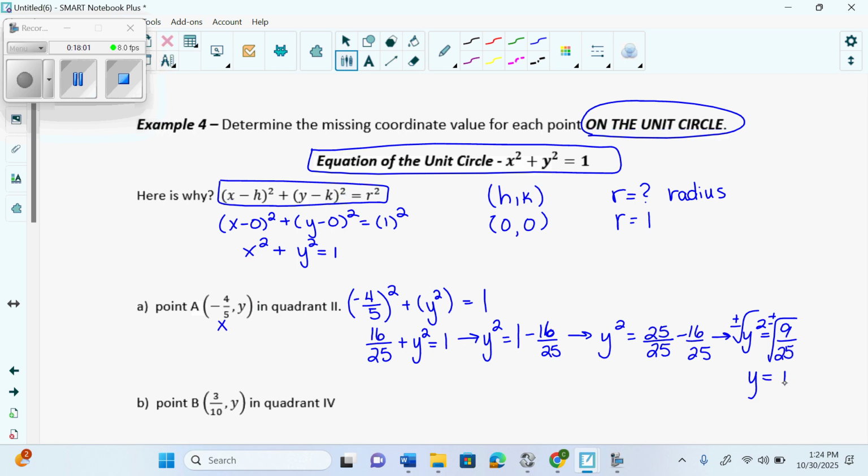I believe in you. Plus or minus 3 over 5. And then we're in quadrant 2. What is your y in quadrant 2?